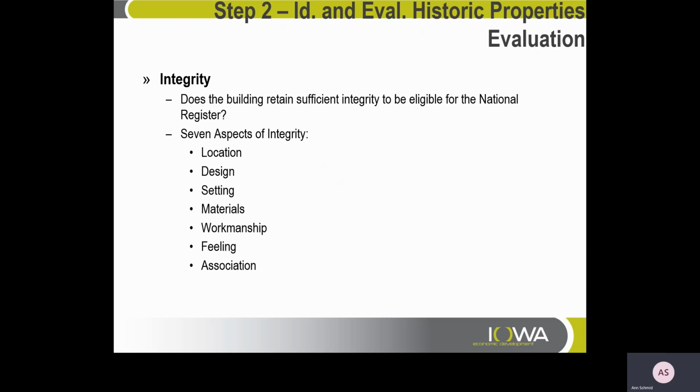Setting. Has the setting substantially changed? Has new development encroached on it and changed the setting around it? Materials. Does it express the same historic materials, or has it been altered, modified, changed with replacement materials? Workmanship. Does it have a high level of craftsmanship or workmanship that's expressed through those materials? Feeling and association. Do we still have the same recognition as it would at the time? Can someone who had lived during the period of significance recognize the property today?